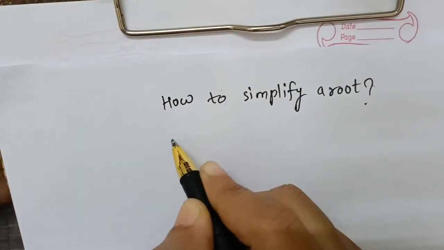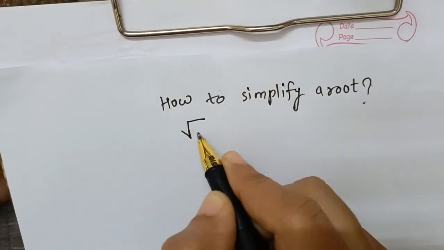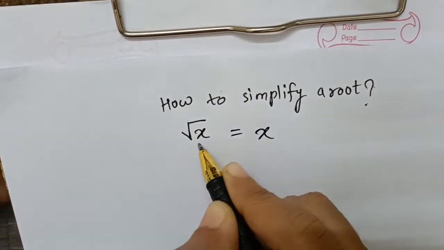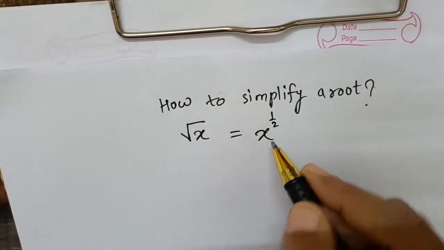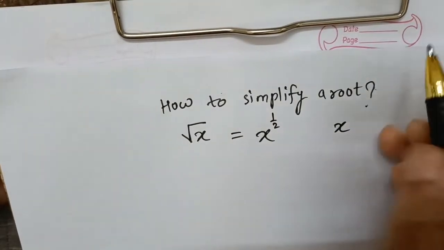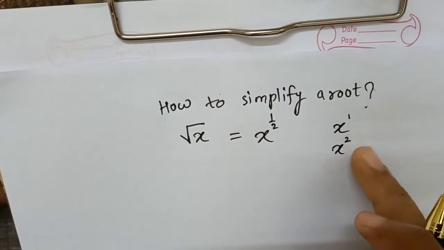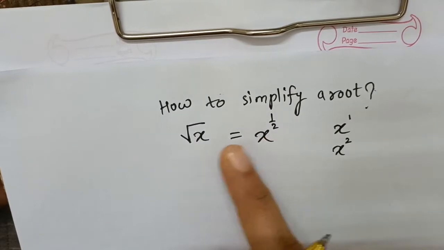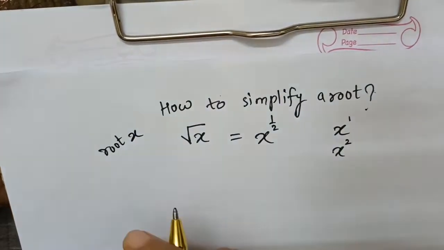So first of all I would introduce you to the symbol of root. This is the symbol of root. Suppose I say it is root x, which means the power is 1 by 2. Root x is nothing but x to the power 1 by 2. In general, if I write a variable x, it means x to the power 1. If I say x square, it means power 2. But when I say x to the power 1 by 2, that means it is root x. You can read it as root x.